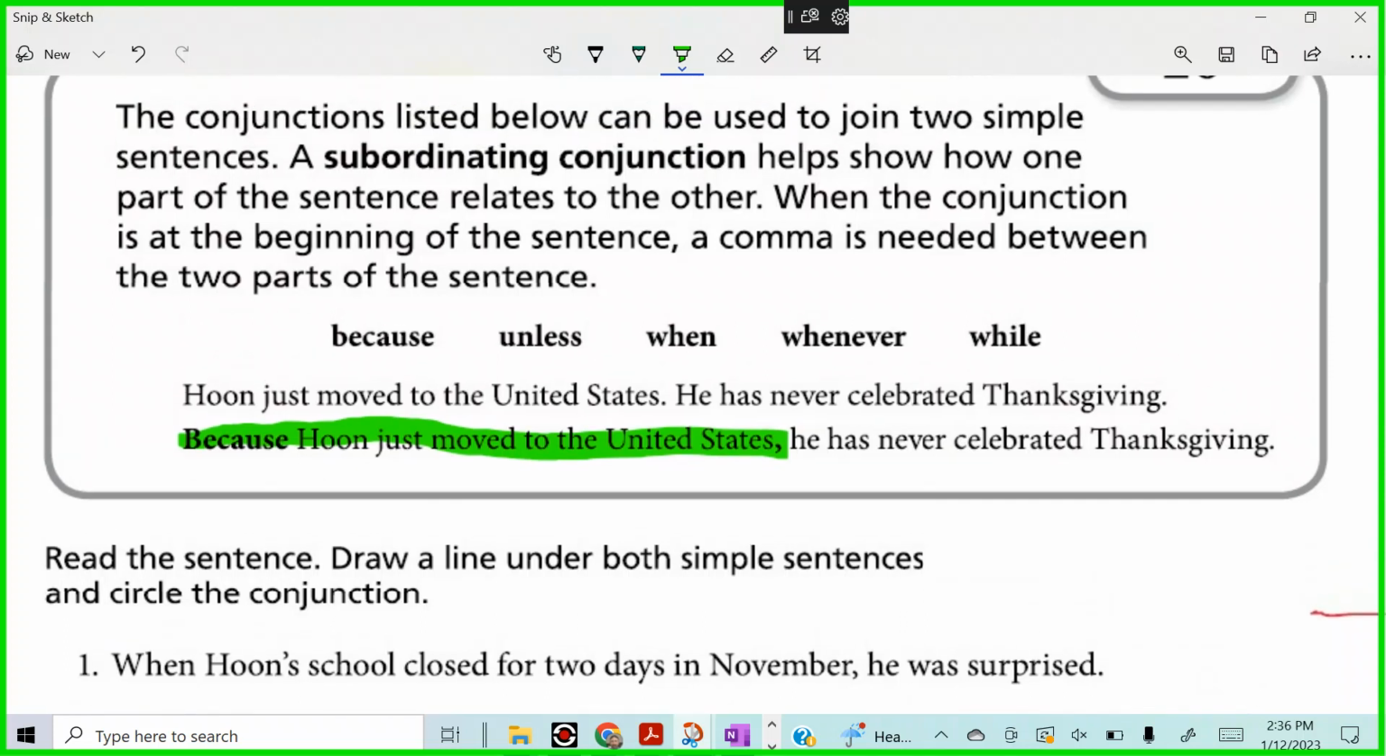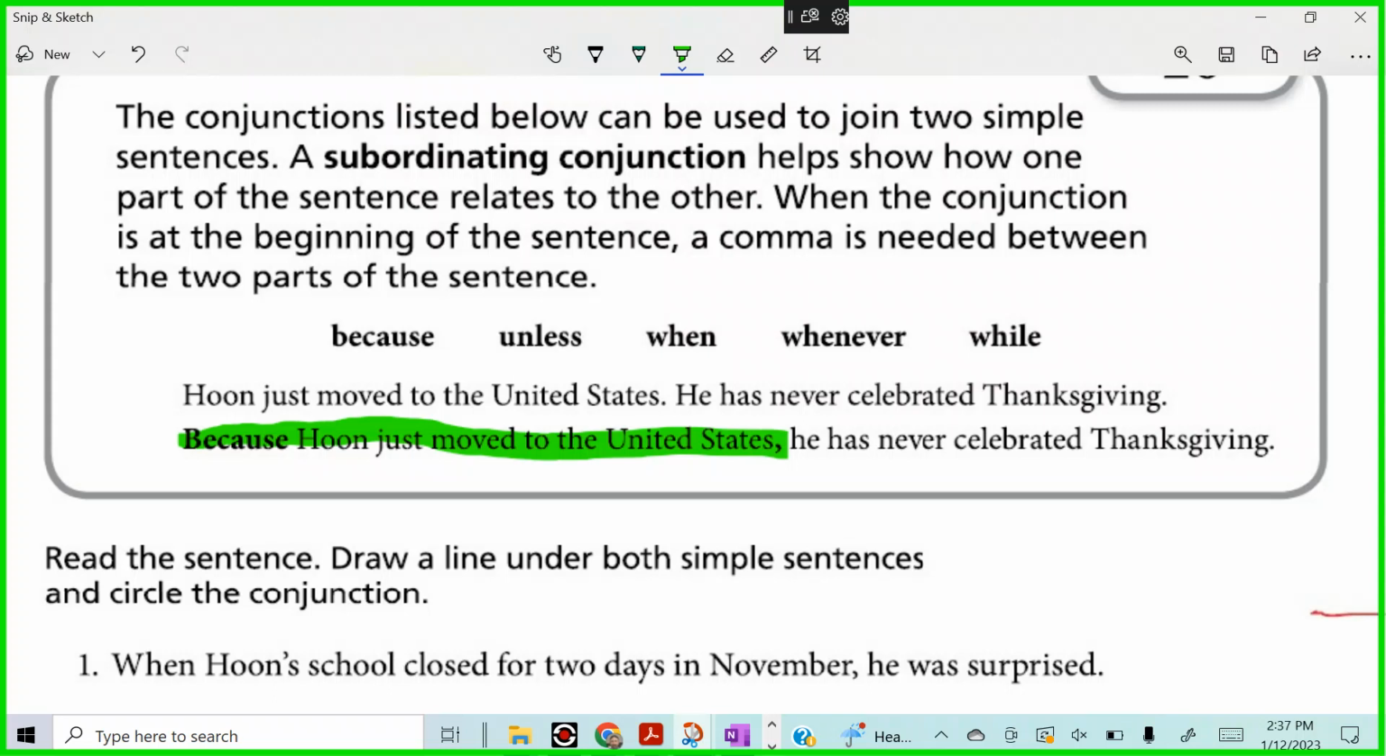It says a subordinating conjunction helps show how part of the sentence relates to the other. When the conjunction is at the beginning of the sentence, a comma is needed between the two parts. And also, when the subordinating conjunction is at the beginning of the sentence, it is creating what kind of clause? Dependent. A dependent clause. Can a dependent clause stand by itself? No, it needs the independent clause.